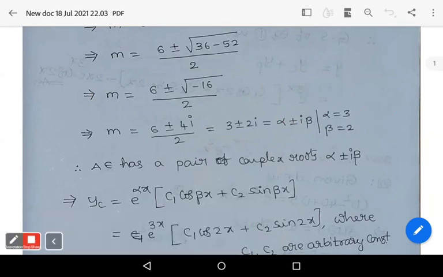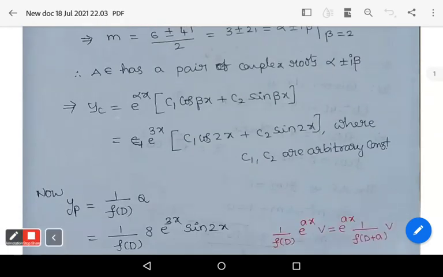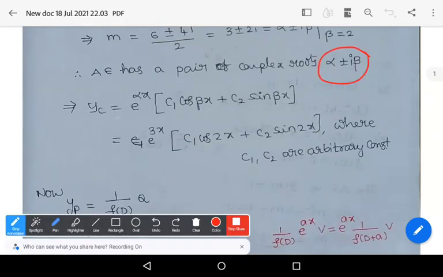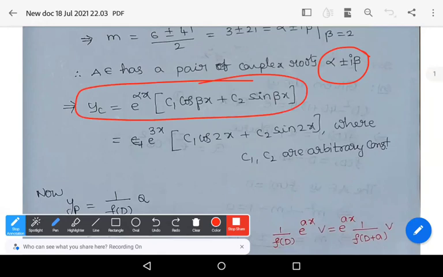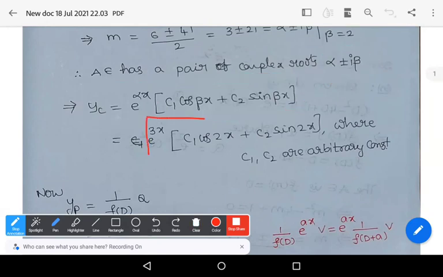What it means? The auxiliary equation of the differential equation has a pair of complex roots alpha plus or minus i beta. So yc, the complementary function, can be written like this: e power alpha x into c1 cos beta x plus c2 sin beta x. Substitute both alpha and beta. E power 3x into c1 cos 2x plus c2 sin 2x, where c1 c2 are arbitrary constants.